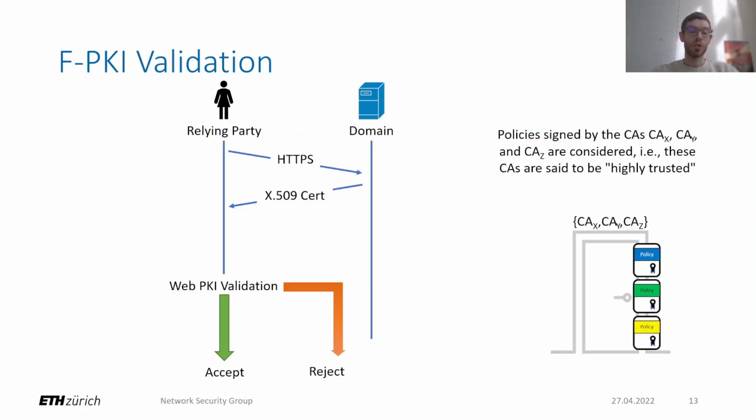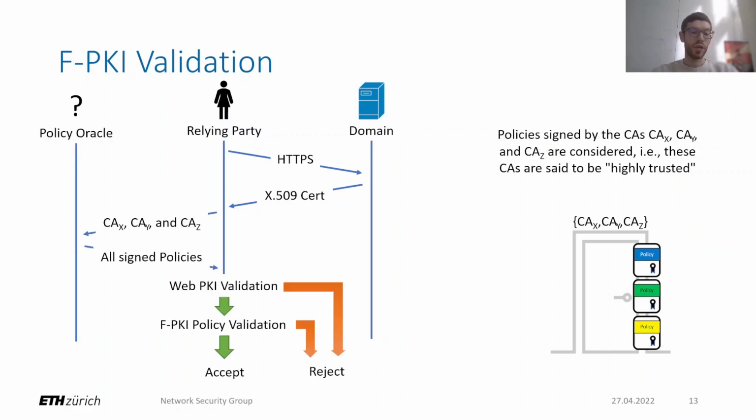Additionally, the user locally defines its trust statements by specifying which CAs are highly trusted to issue the previously shown domain policies. In our example, CAs X, Y, and Z are such highly trusted CAs. The relying party queries our policy oracle, which we will describe in more detail later, and fetches all policies signed by these CAs. Then, from all of the received policies, the relying party computes the strongest possible policy and uses it to validate the certificate received from the web server.